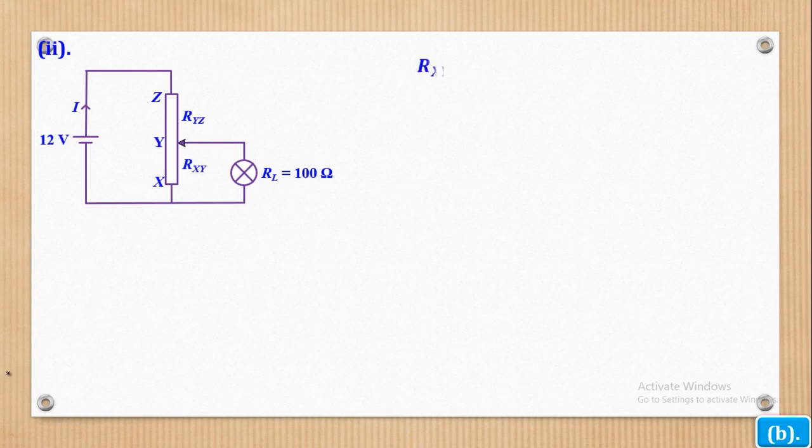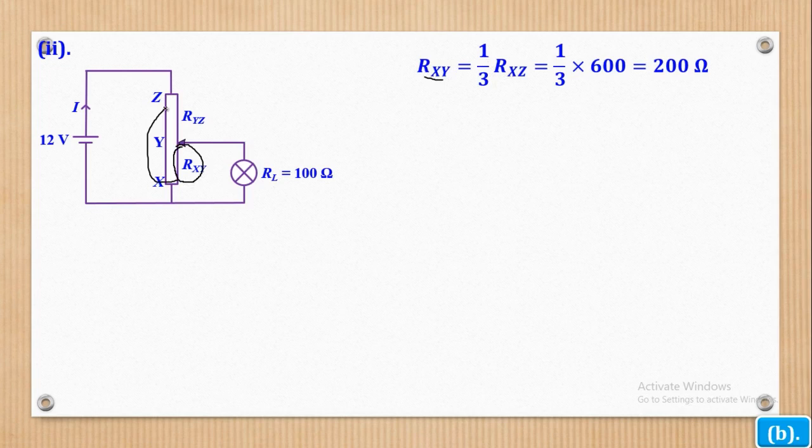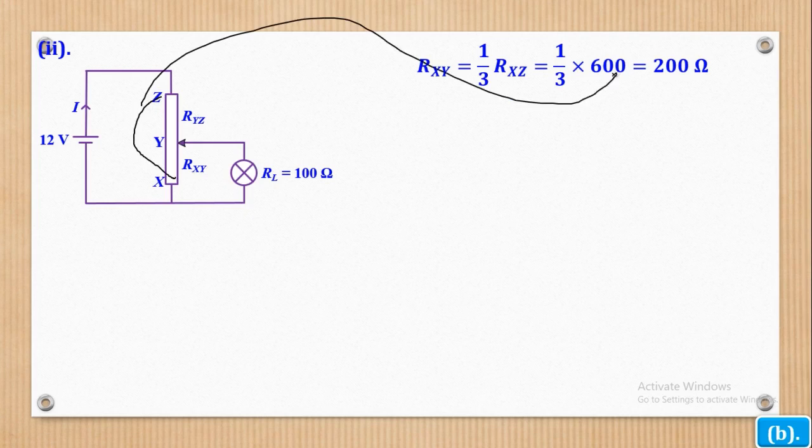So that is it. Remember, they told us that this one is 1/3 of the whole of this. That is why you see here Rxy is equal to 1/3 of Rxz of the whole of this. And the whole of this was given as 600 ohm in the question. That's why you see here 600 ohm. So when I multiply, I come up with 200 ohm as the resistance from X to Y.